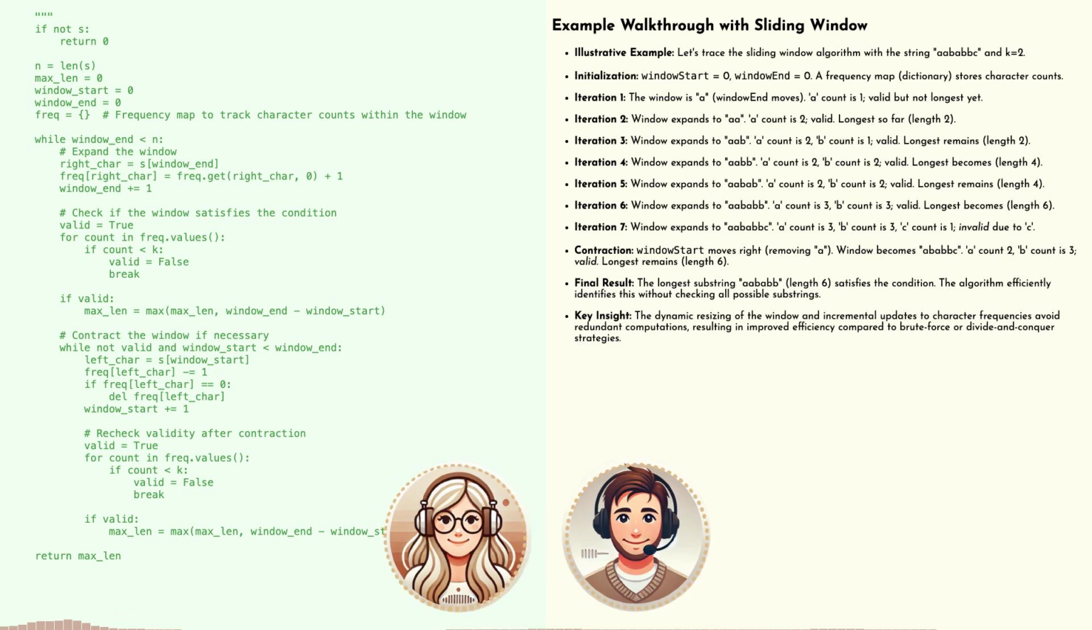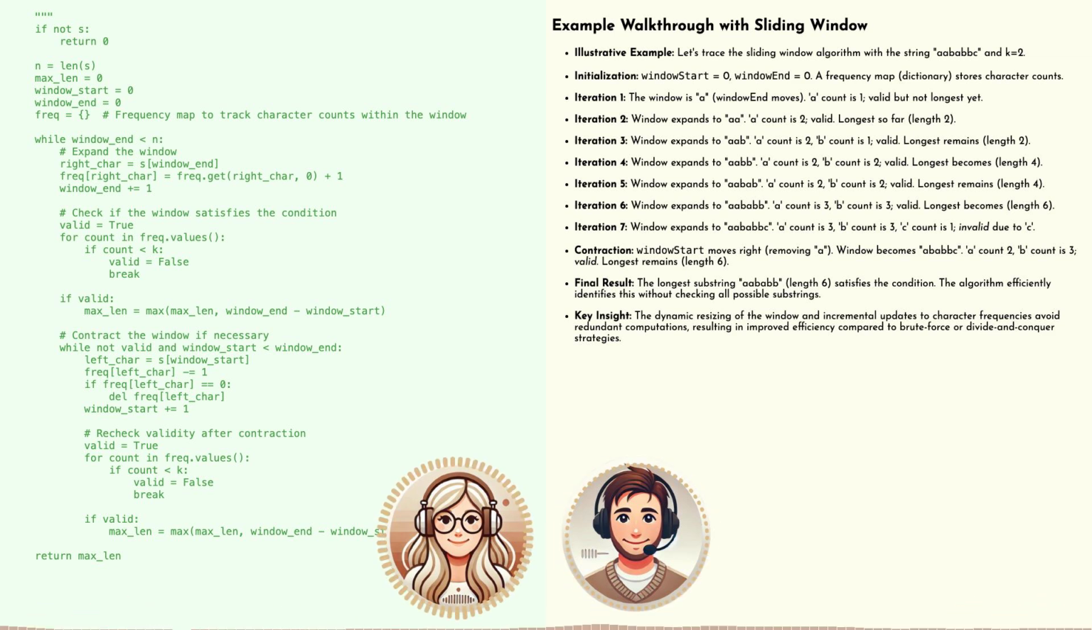Right. We still have enough of each character, but this is where our optimization kicks in. The optimization you mentioned earlier about not recalculating all the counts every time. Exactly, because even though this expanded window is valid, we might be able to find another valid substring that's just as long or even longer by shrinking the window from the left. So we should try moving window start.